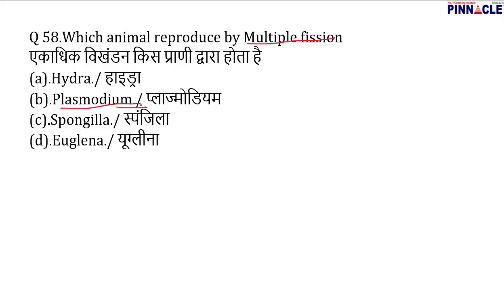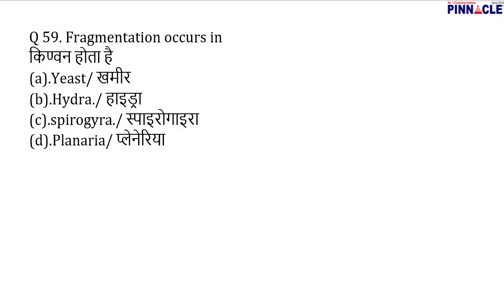So after question number 58, let's move to question number 59. So question number 59 is, fragmentation occurs in what? So fragmentation is also a type of asexual mode of reproduction, and it occurs in case of Spirogyra. What happens in fragmentation? It's a process in which the body breaks into two or more parts, and each part is said to be a fragment, and each of the fragments grows into a new individual. And Spirogyra generally reproduces by the method of fragmentation. So for question number 59, C is the correct option.